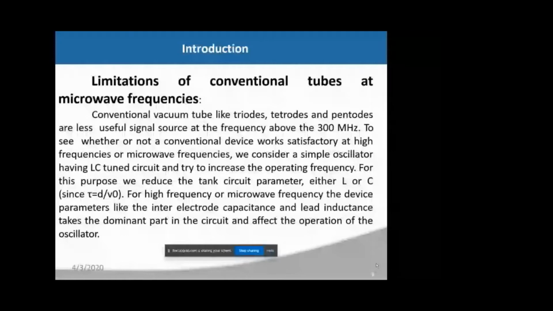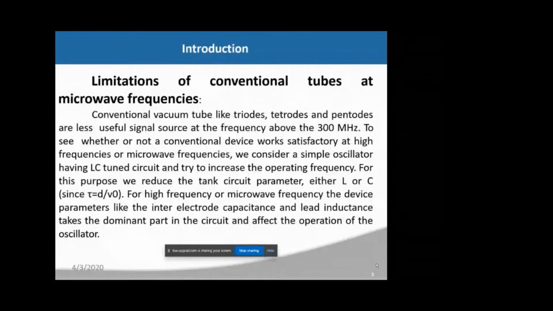For example, we can consider a simple oscillator circuit, that is a tuned circuit, and we try to increase the operating frequency. For this purpose, we reduce the tank circuit parameters, either L or C. This is done for tuning. Now in this case, tau is the transit time. Transit time means the time taken by the electron to reach from one place to another, in this case from cathode to anode.